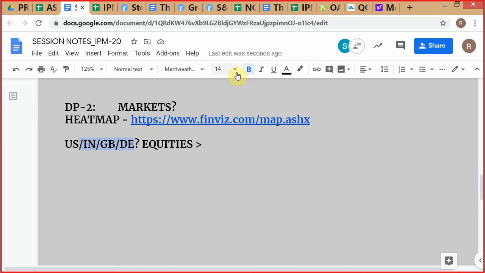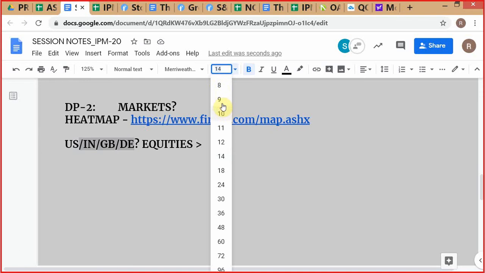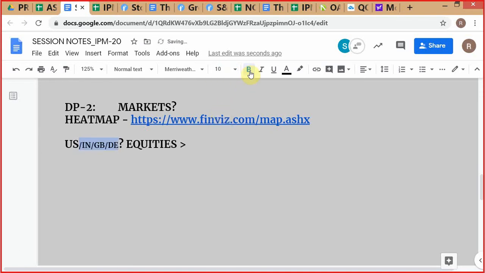I will put this in smaller type and make it not bold. Is everyone clear about this? I've just shown you here that you also have to decide which countries' equities to look at, and you could look at various countries. We can put dot dot dot here. Dot dot dot means you can go on and on like this, but we have chosen US equity.